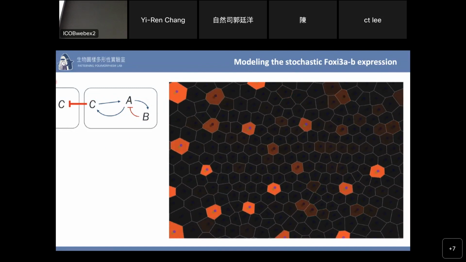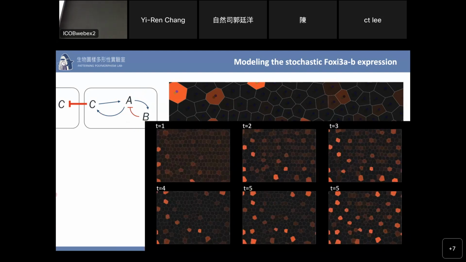Okay, those lateral inhibition selected progenitor cells will have several expressions of the up and down of this A and the B gene because they inhibit each other. And this feedback loop will give them different time steps, so it makes them a kind of stochastic expression. So this is another snapshot, another simulation.